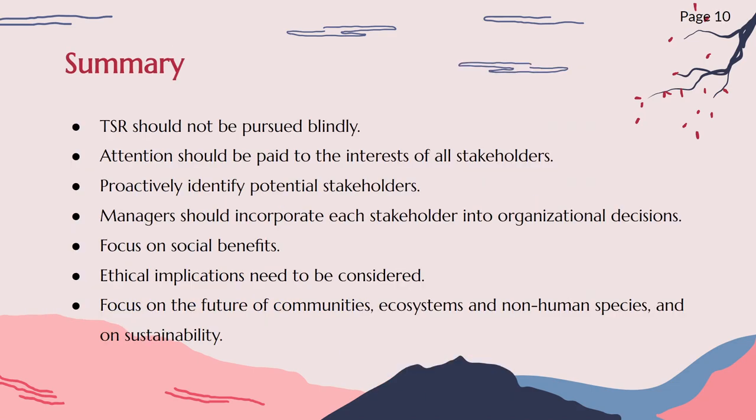In summary, organizations should focus on the interests of all stakeholders, actively identify potential stakeholders, and consider the ethical implications rather than blindly pursuing TSR. Business managers should incorporate each stakeholder into organizational decisions and focus on social benefits. Businesses need to focus on three stakeholders: future communities, ecosystems, and non-human species, which contribute to the competitive advantage and sustainability of the organization. That's all for my presentation.